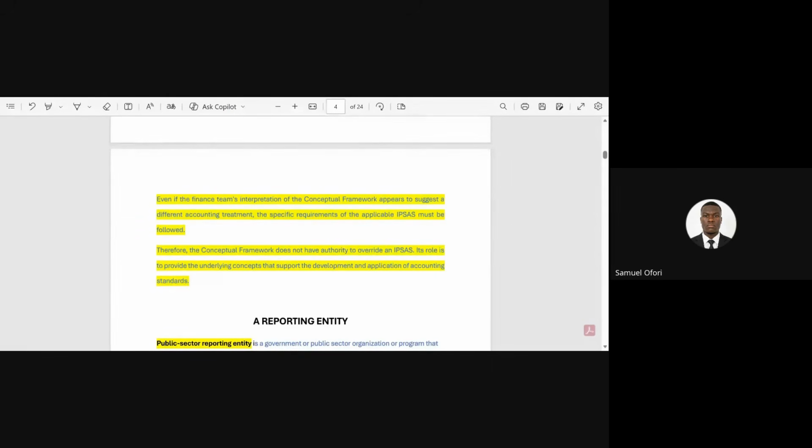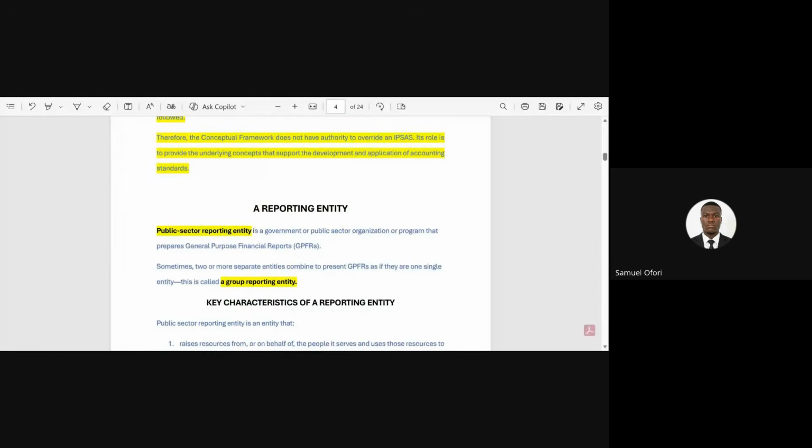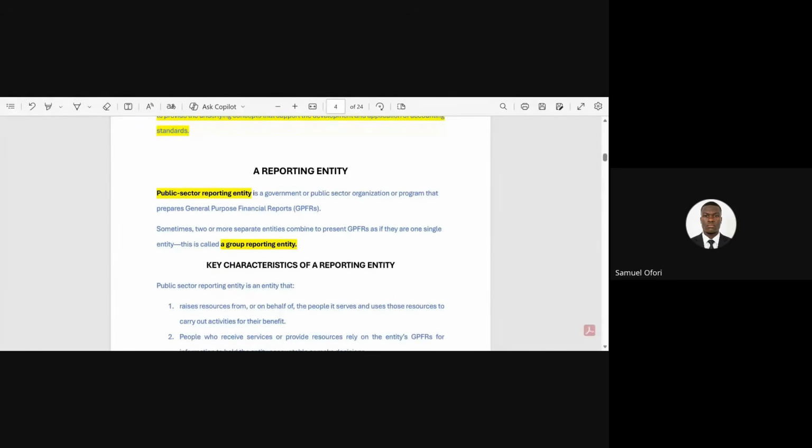So let's look at what our note is telling us. A public sector reporting entity is a government or public sector organization or program that prepares a general purpose financial report. Okay, so as soon as you prepare a financial report, you are a reporting entity. I mean, in the public sector, if you are in the public sector domain and you prepare your general purpose financial report, you are a reporting entity. Please pay attention to this very well. Whatever we mention here, pay attention to it. And after the class, you go and revise on your own.